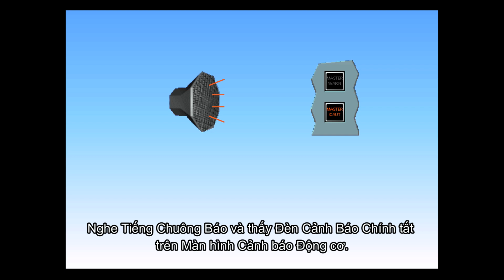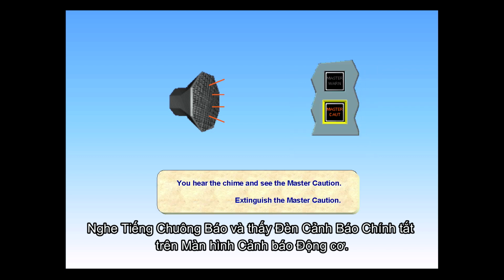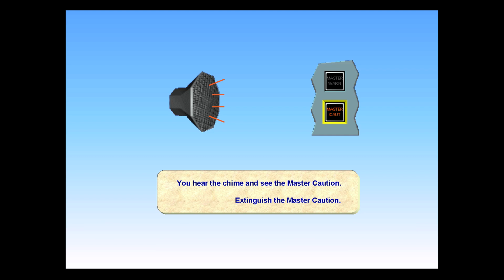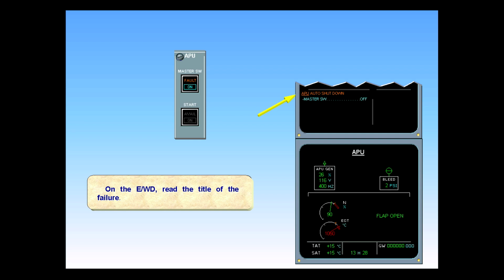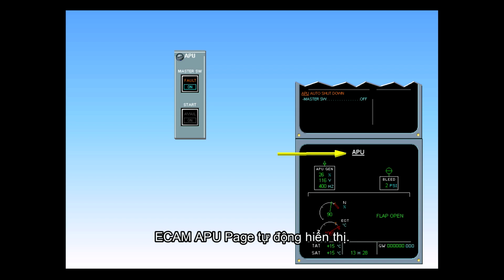You hear the chime and see the master caution. Extinguish the master caution. On the engine warning display, read the title of the failure. The ECAM APU page is automatically displayed.